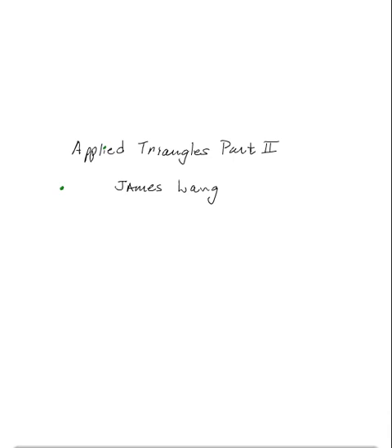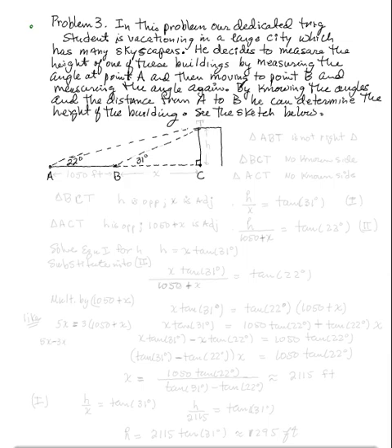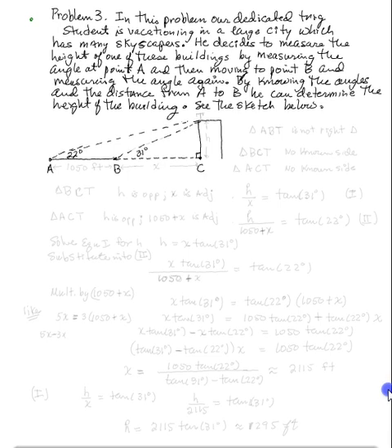So let's turn to problem 3. Problem 3 says that in this problem our dedicated trig student is vacationing in a large city that has many skyscrapers. He decides to measure the height of one of these buildings by measuring the angle at a point A, from the ground up to the top of the building, and then moving to point B and measuring the angle again. By knowing these angles and the distance between A and B, he can determine the height of the building.